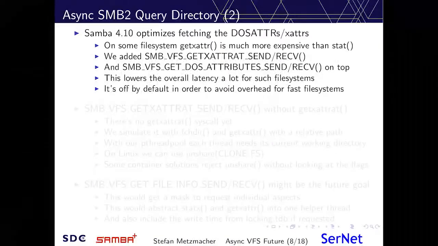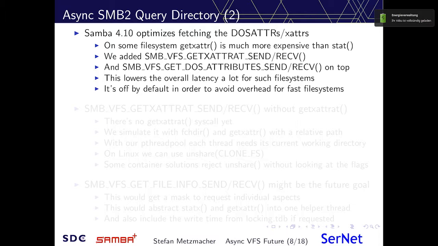Yes, so then we face the second problem. Some customers have file systems where getting the xattr of a file was expensive, much more expensive than the stat call. And because of that, we added a VFS getxattrat send and receive hook into our VFS layer. And on top of that, we were able to implement get DOS attributes send and receive. And that also lowered the overall latency because we could wait within threads to get the xattr instead of doing that synchronously, waiting for each one to finish before starting the next one.